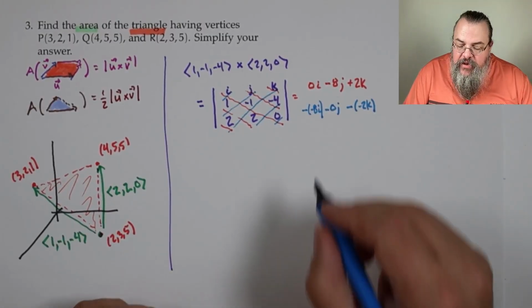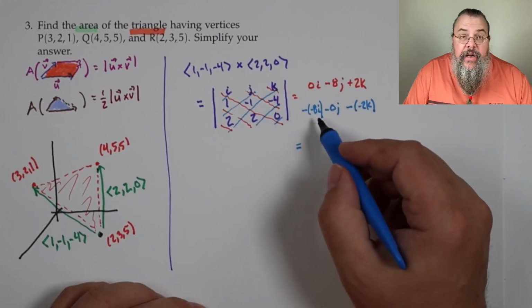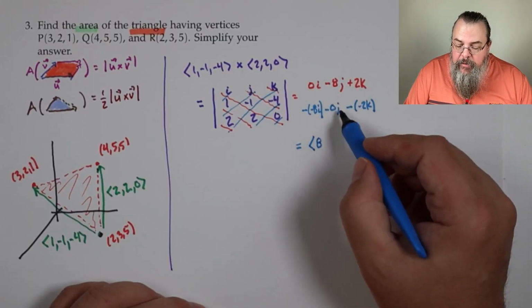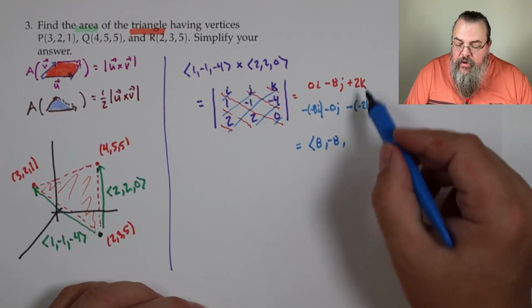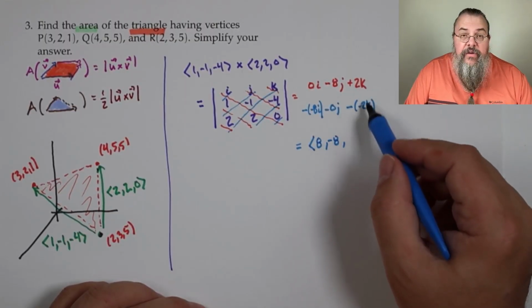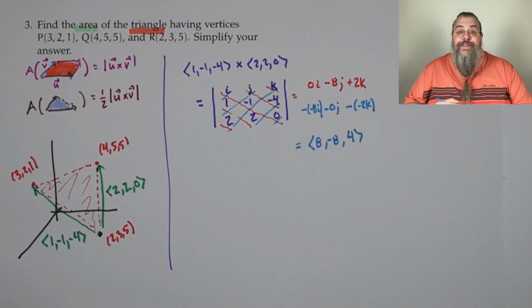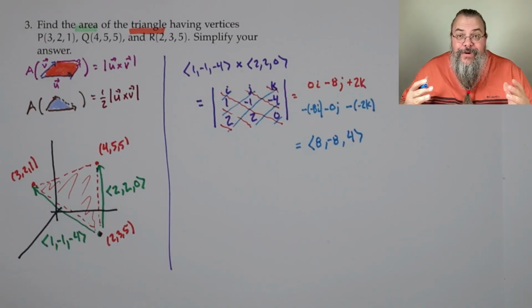And we put these all together. What do we have? Well, 0i minus minus 8i is going to become a plus 8i. Minus 8j minus 0, it's a minus 8j. And then a 2 minus minus 2, it's 2 plus 2, that makes 4k. And I say, there we go. 8, minus 8, 4.